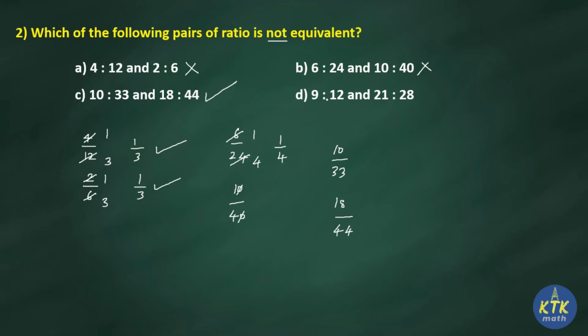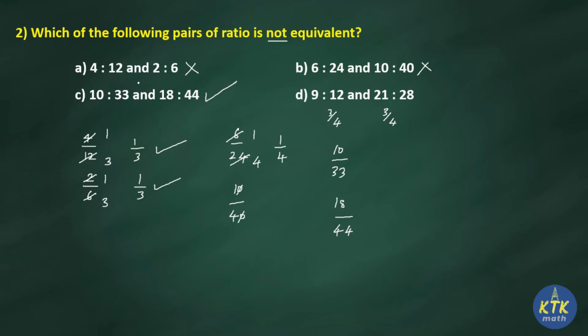Option D will be equivalent ratios, because when I am cancelling this also, you will get 3/4 as your answer. You can check your answer, you will get 3/4. Here also 3/4. So this is one method of verification, expressing the ratio in terms of fraction, reduce it. If you are getting same answer, means they are equivalent ratios. If they are not equal, means not equivalent ratios.